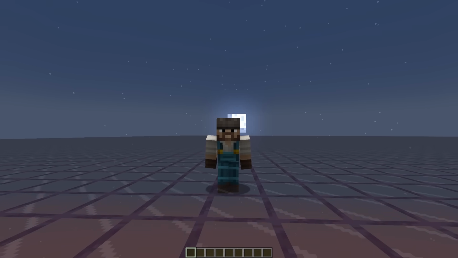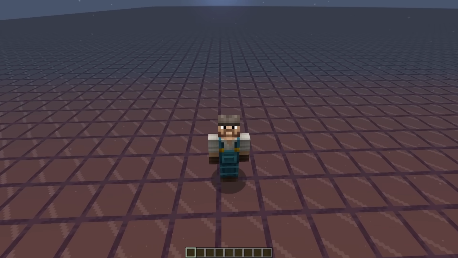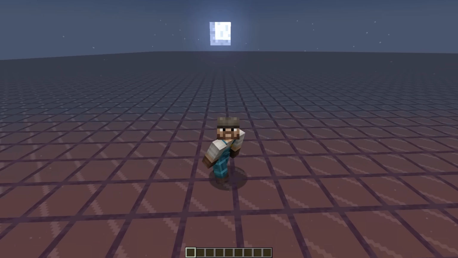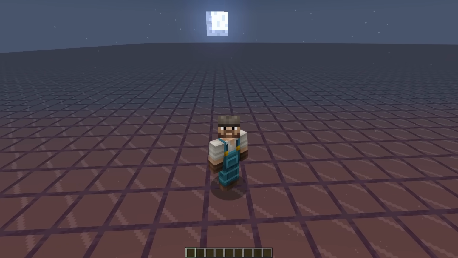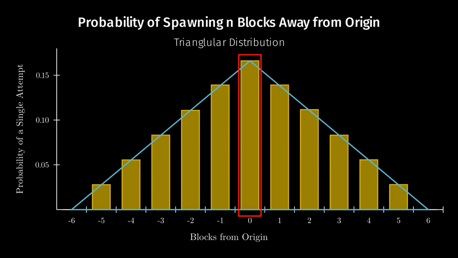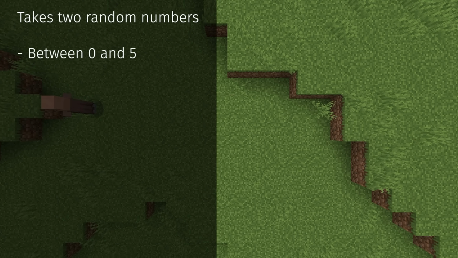What is perhaps most interesting here is how the actual spawn attempt locations for individual mobs are selected. Mojang has implemented a technique called a triangular distribution to distribute the members of the pack. A triangular distribution looks like this. There is a much higher spawn probability near the spawn attempt origin, and less further away. Triangular distribution sounds fancy, right? Well, in practice, it's very simple. The algorithm just takes 2 random numbers between 0 and 5, inclusive of both, and subtracts them from each other.